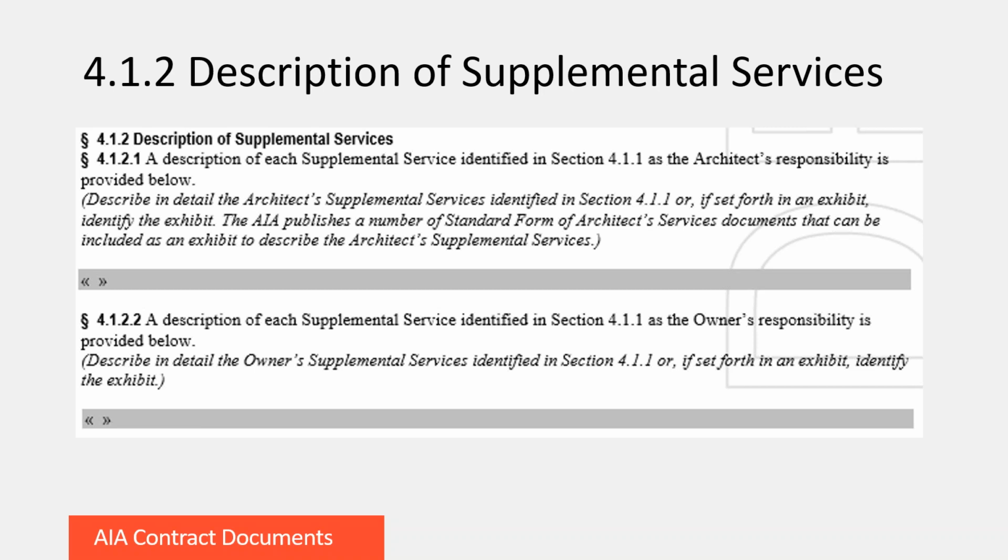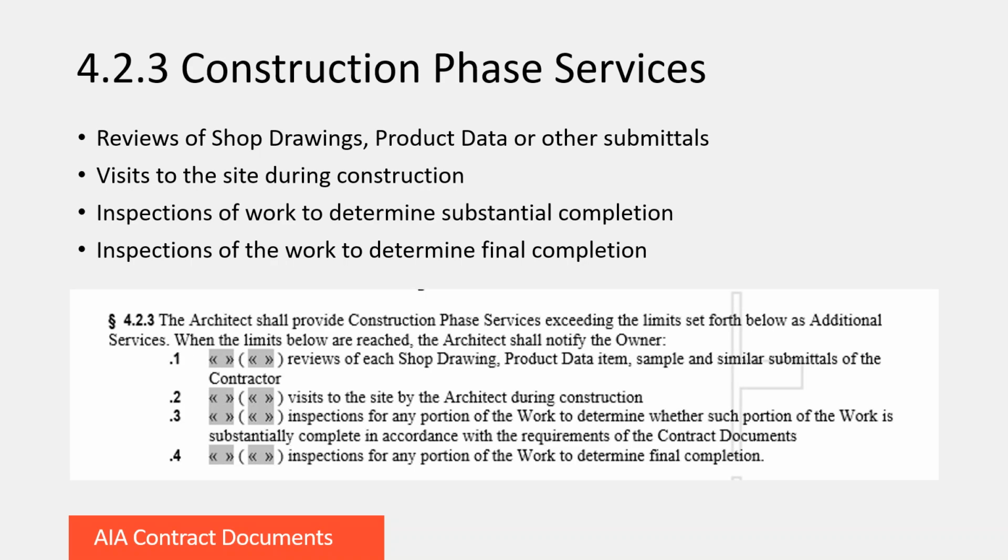AIA documents provides several standard forms for the architect's services. A lot of these things are defined in separate documents that you can refer to as an exhibit. And when you're preparing your scope of services, you may want to refer to those documents as resources and make changes if you feel like they are different from what you're actually providing. And if you prefer, you can also define your services here in this section. And there's a section for things that the owner is providing to be defined here as well.